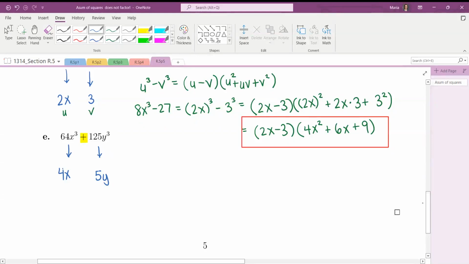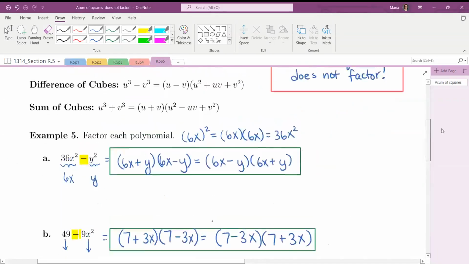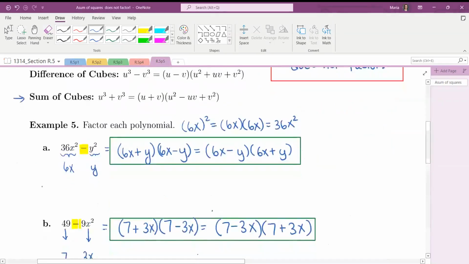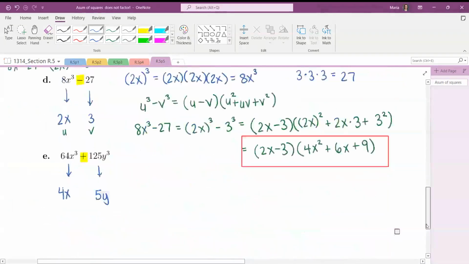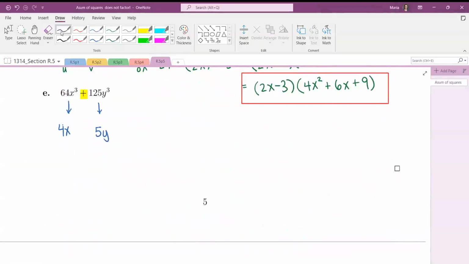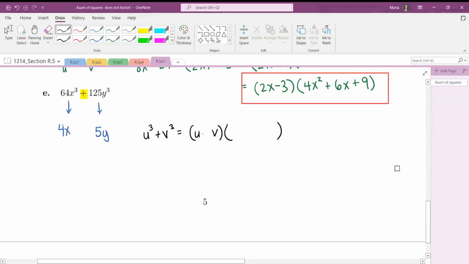Okay, you can't factor a sum of squares, but you can factor a sum of cubes. Their formula is up here for you to follow. Again, we have to identify the u and the v. So let me come down here and write down the formula. So u cubed plus v cubed is going to be 2 factors. The first factor, you're going to write down the cube roots. So it's going to be u and v, and you're going to retain the same sign.